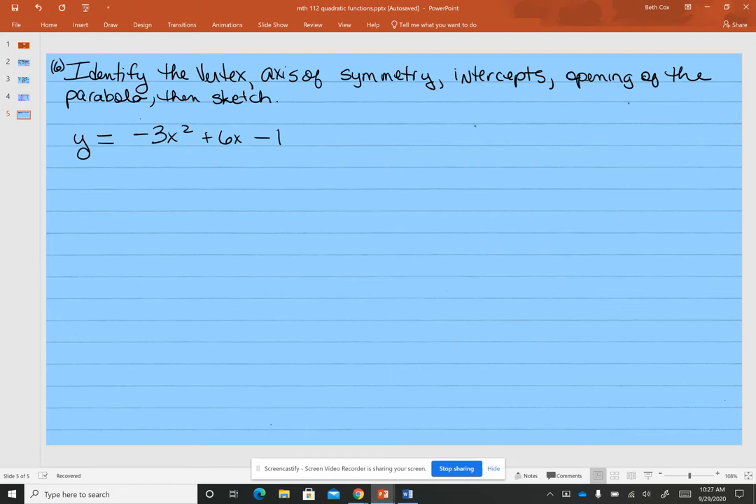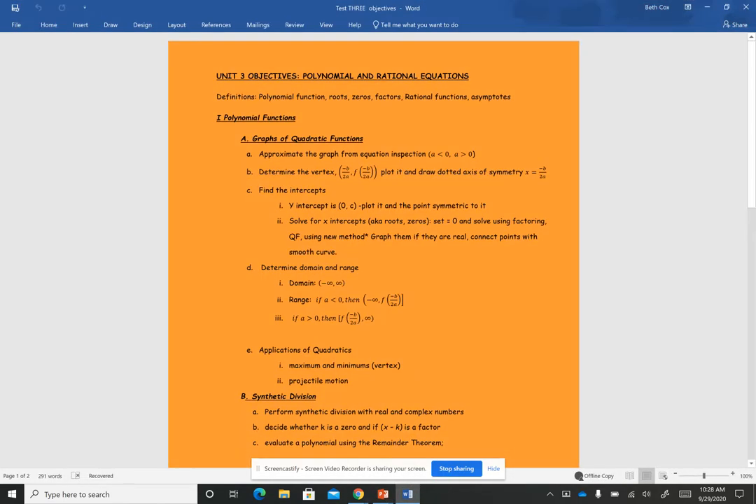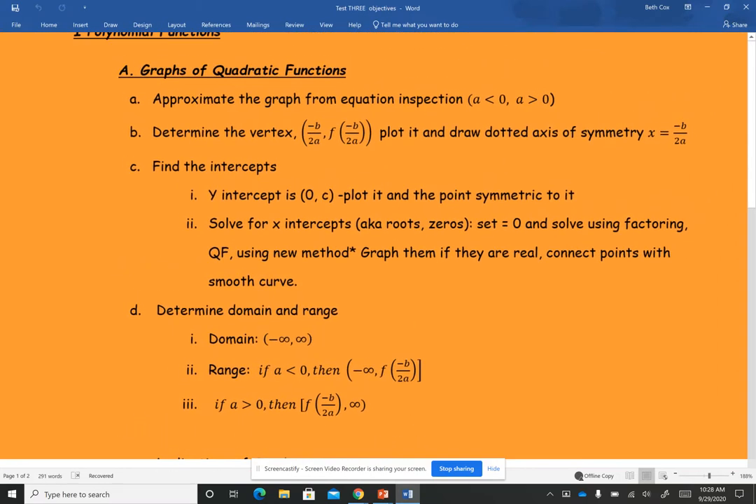This is a parabola. And it tells us to identify the vertex, the axis of symmetry, the intercepts, both the x and the y, whether this thing opens up or opens down. And then we're going to do a little sketch. So first of all, the vertex. Remember, you've got your document that tells you everything you need to know. Well, not everything you need to know, but this is your document that you're going to follow.